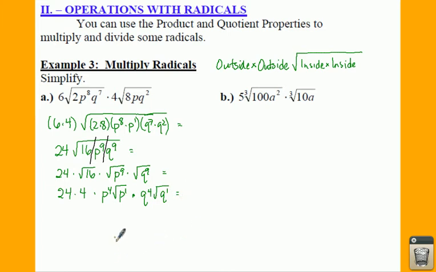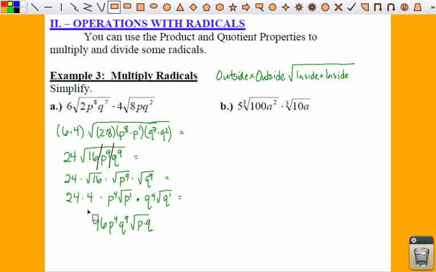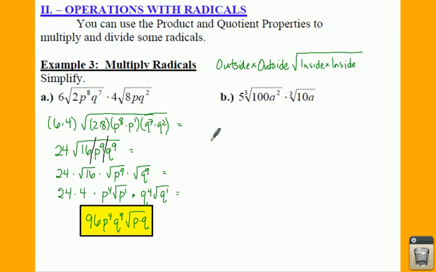So your final solution ends up with anything that's on the outside you multiply together. 24 times 4 gives you a 96. P to the 4th, q to the 4th, and then you have a square root of p times q. So that is an operation, but then you have multiplying, but then you have to simplify afterwards. Same thing happens here on b.